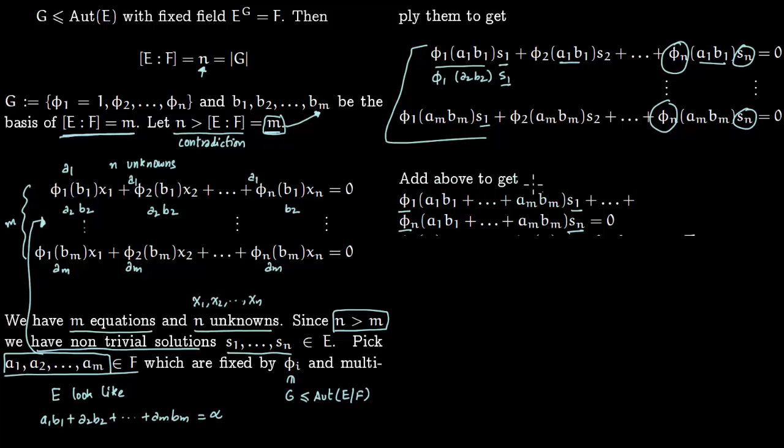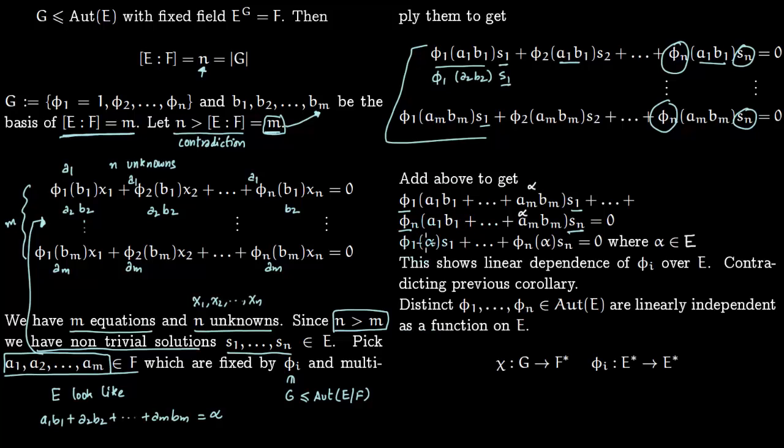So instead of all these, you put alpha here, you put alpha here, so you get phi1 alpha s1, ..., phi n alpha sn. All these are the same element alpha, and we put them in here. So once you put these elements in here, you have alpha in E. This shows linear dependence of phi i over E, which you can clearly see. So you have linear dependence of phi i over E, because this equation is non-trivial.